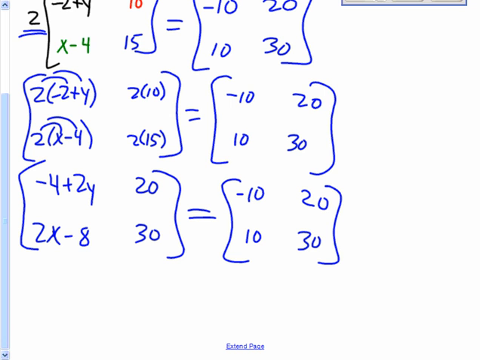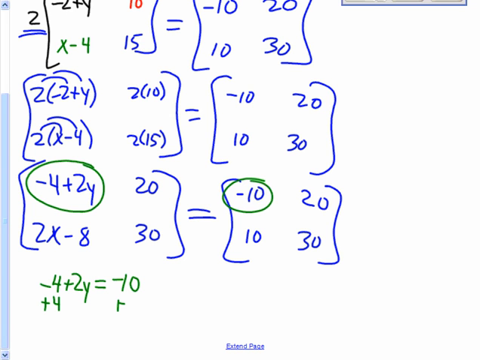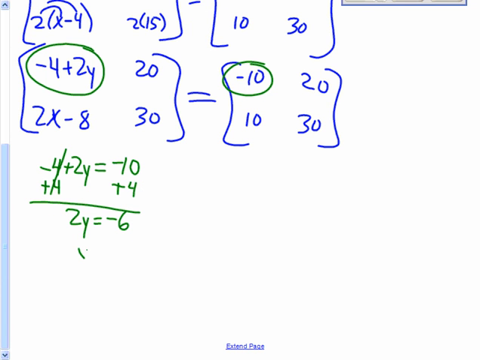All right, now we're at this point. You notice I have a 2 by 2 matrix on the left, 2 by 2 matrix on the right, so these entries must be the same. That -4 plus 2y is equal to -10. Now I can solve for y. 2y equals -6. Divide by 2, y is -3.